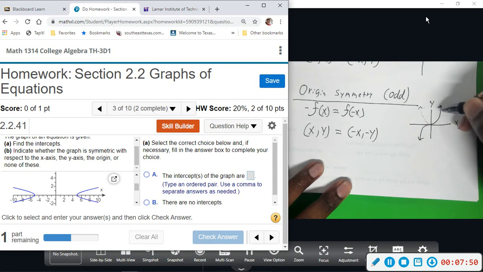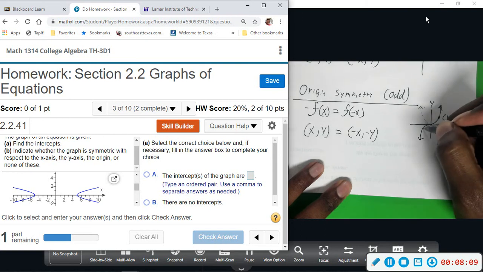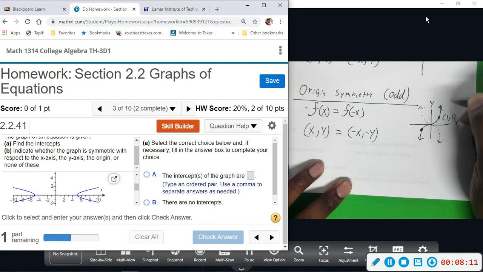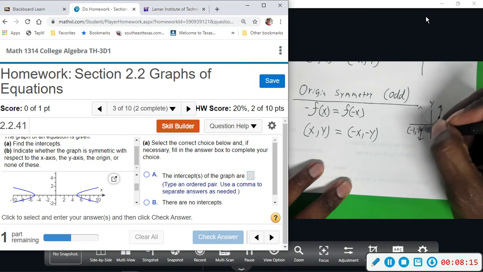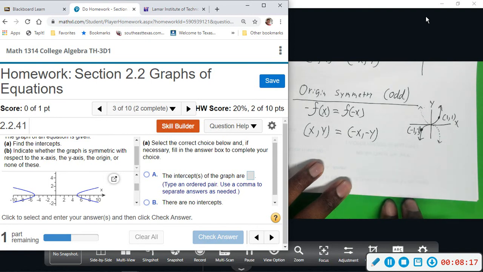If you made the y negative first, if you flipped it across the x, it would look like this. And then you flip it across the y. You can do either one first. All right, but you would have some point, let's just call this +1, +1. And then over here, you have another point, mirror image across this diagonal, -1, -1. So that's what origin looks like.